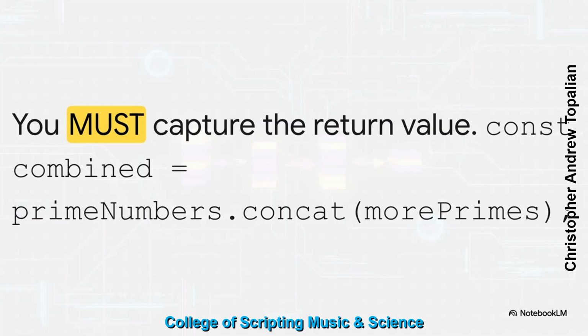So, the correct protocol, the way to avoid that silent failure, is to always save the result. You have to capture what concat gives back to you. By writing const combined =, we're telling the program, hey, take that new photocopy and file it under the name combined. Now we can actually use it.